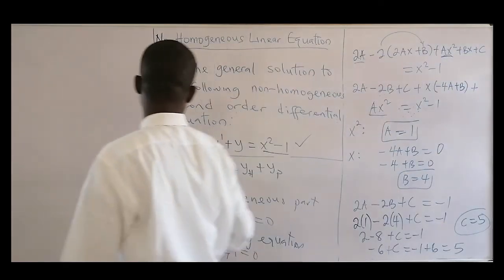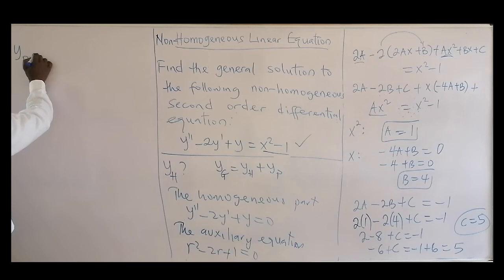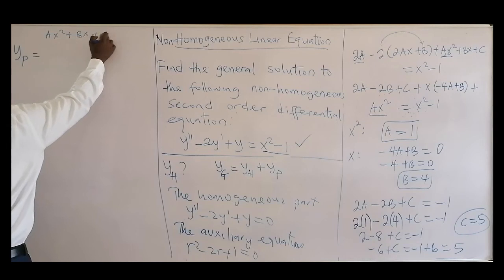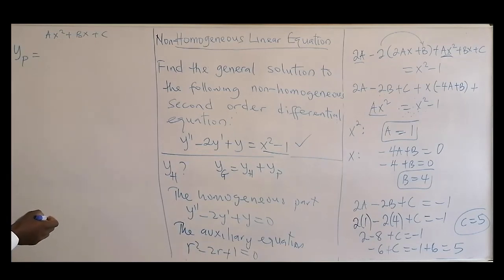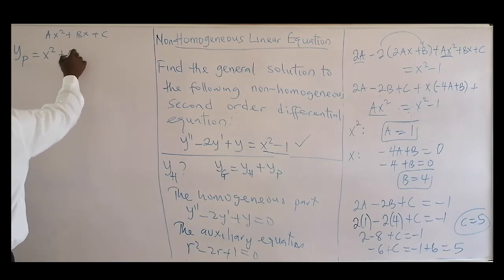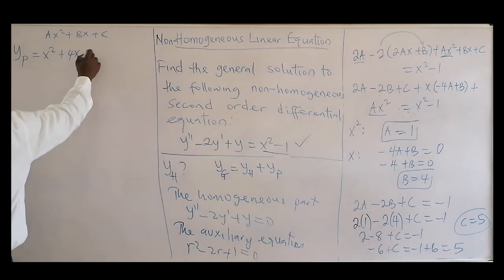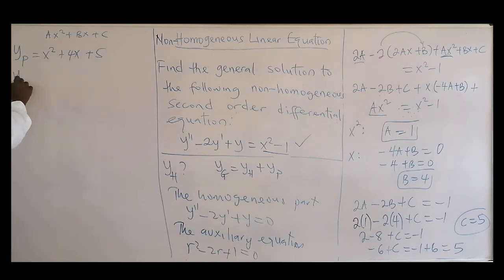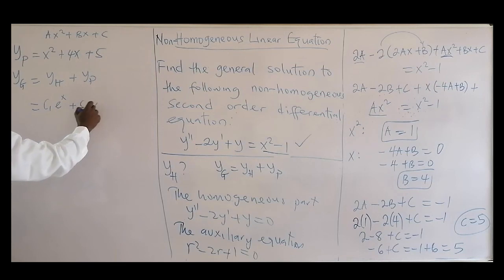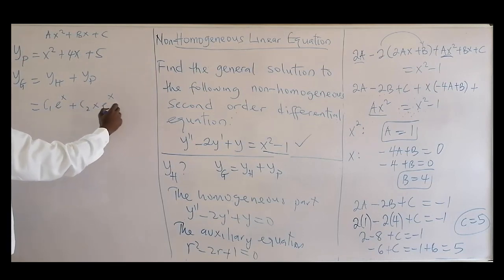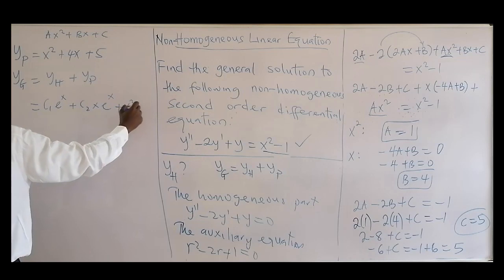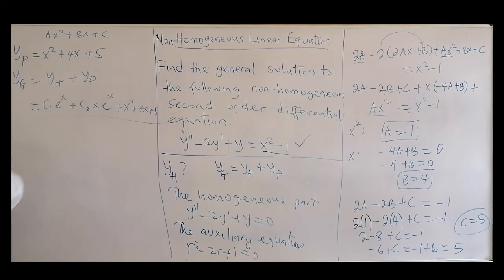Okay, so the particular solution, which is quadratic, ax squared plus bx plus c. Substitute: your a is 1, your b is 4, and your c is 5. That's the particular solution. The general solution will be equal to the homogeneous part plus the particular solution. The homogeneous part is c1 e^x plus c2 x e^x, then plus x squared plus 4x plus 5. That's it on this question.